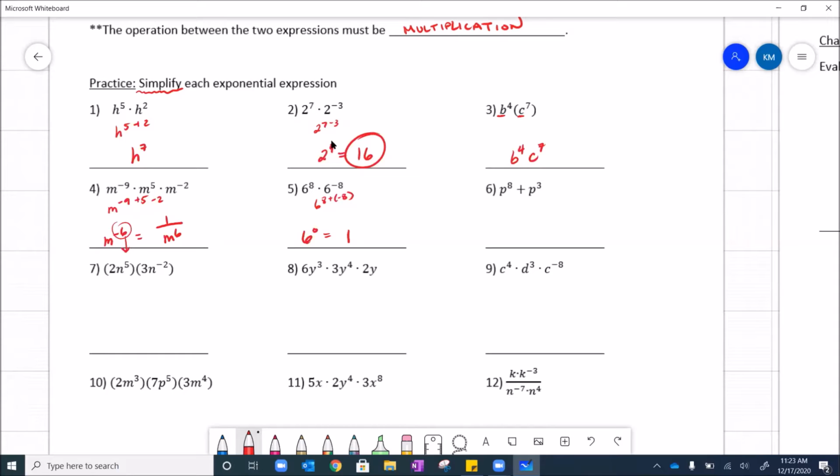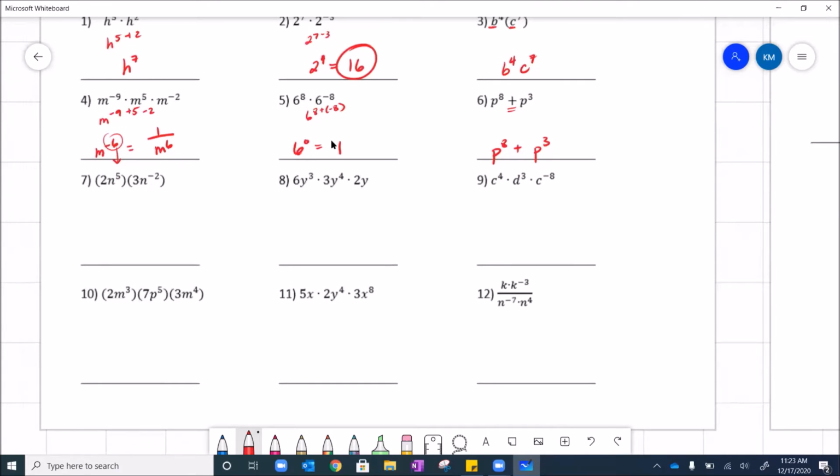Okay. Number 6, we have p to the 8th power plus p to the 3rd power. Notice that this is addition. And so because it's addition, we can't use our rule of just adding our exponents. So as simplified as we can make it, these aren't the same. P to the 8th plus P to the 3rd. Okay, if it was P to the 8th plus P to the 8th, maybe we could say 2P to the 8th, but it's not.